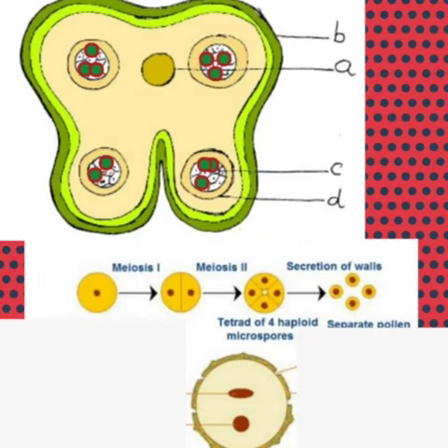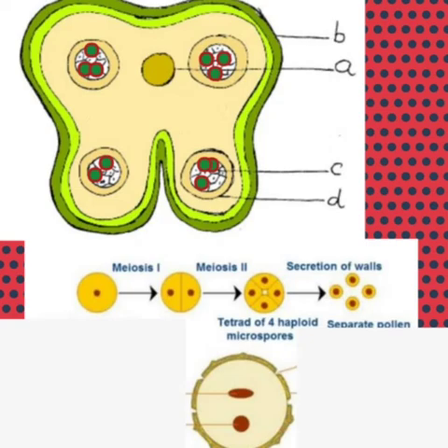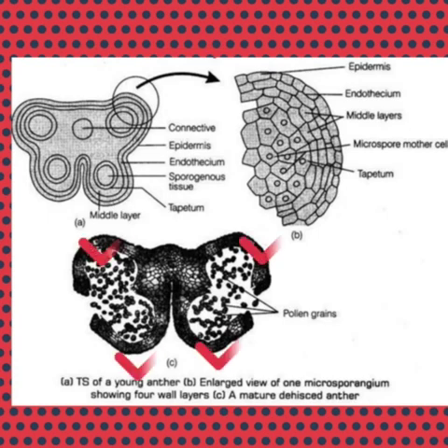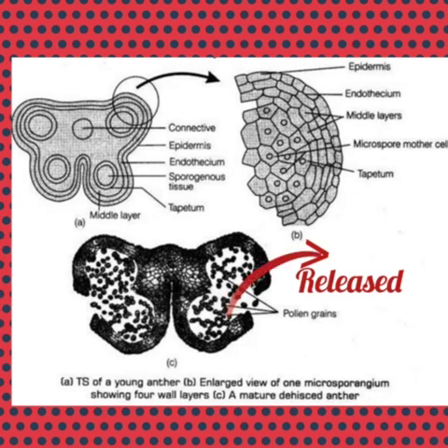Now the pollen grain, which is at the 2-cell stage, is ready to get released from the anther. So during this time, these parts of the anther get rigid, except the middle portions of the cell. These middle portions rupture and the pollen grains get released from inside the anther. This is known as dehiscence of the anther.